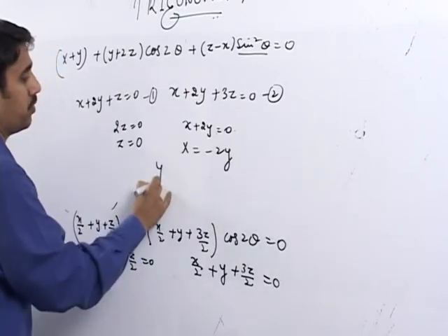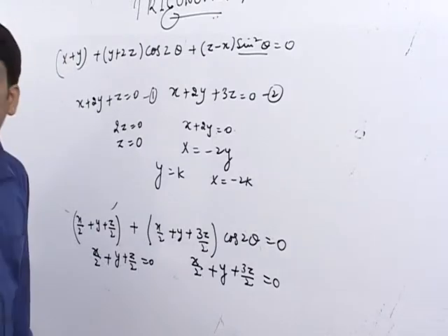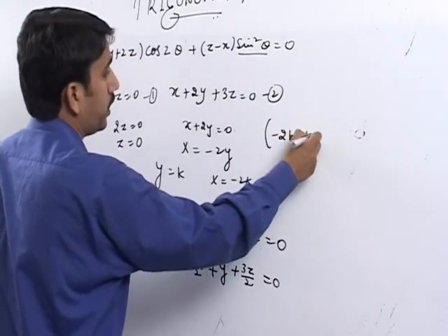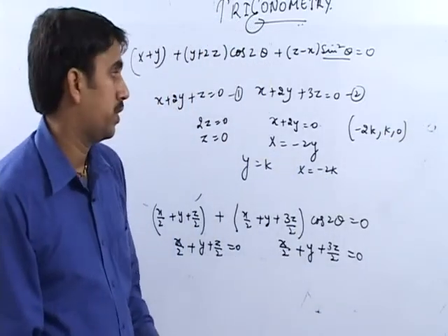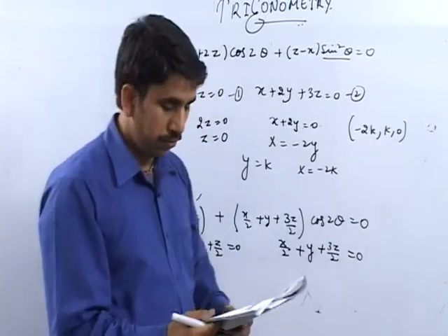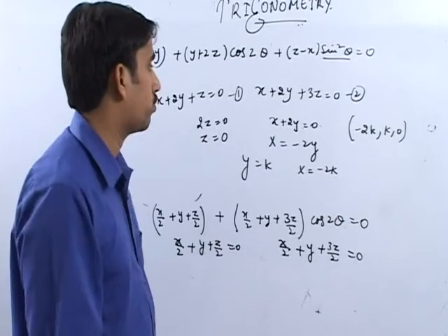Now if you take y is equal to k, then x will be equal to minus 2k. Therefore this triplet will be minus 2k, k, 0. Now here you can put any value of k. So therefore there are infinite values for this triplet x, y, z.